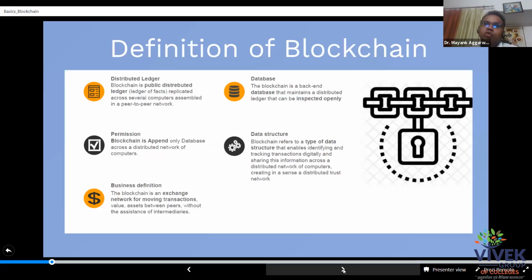Now, can you use your chat box and answer: what is the similarity between the example I have given to you and a technology which we use in computers?